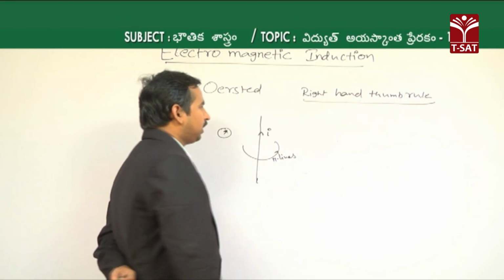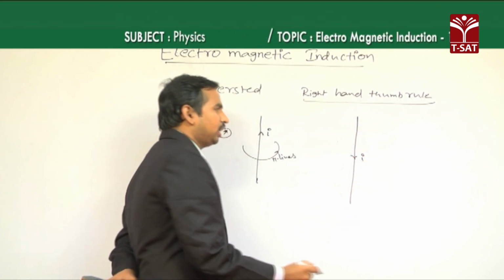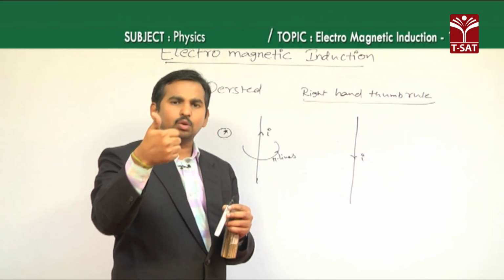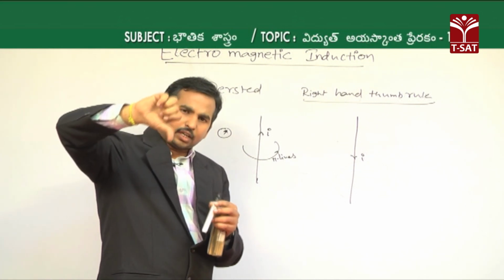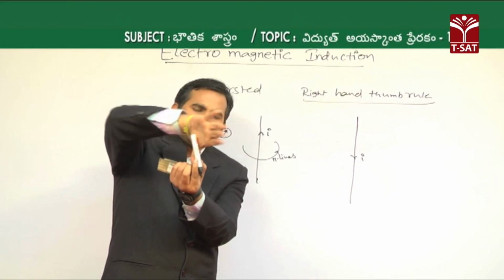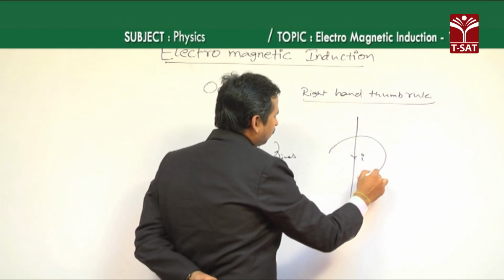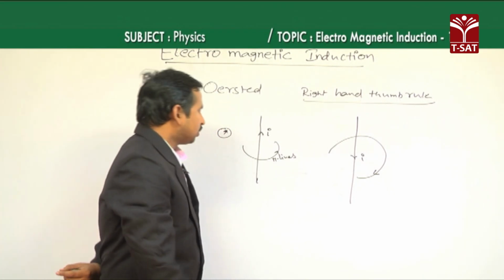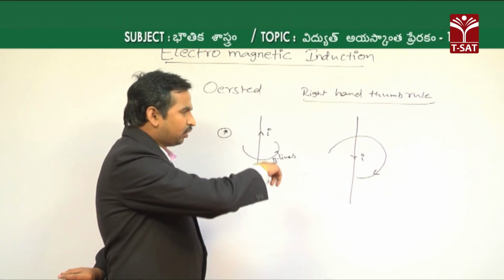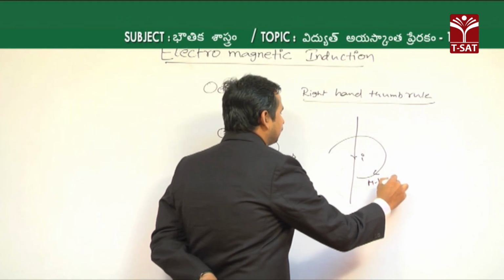In the same way, if the direction of the current is reversed and is now going downwards, then we take the thumb downwards and curl the fingers in the opposite direction like this. Now the magnetic lines of force go like this. So in the first case the magnetic lines of force go in this direction, and here on the other side they curl in the opposite direction like this.